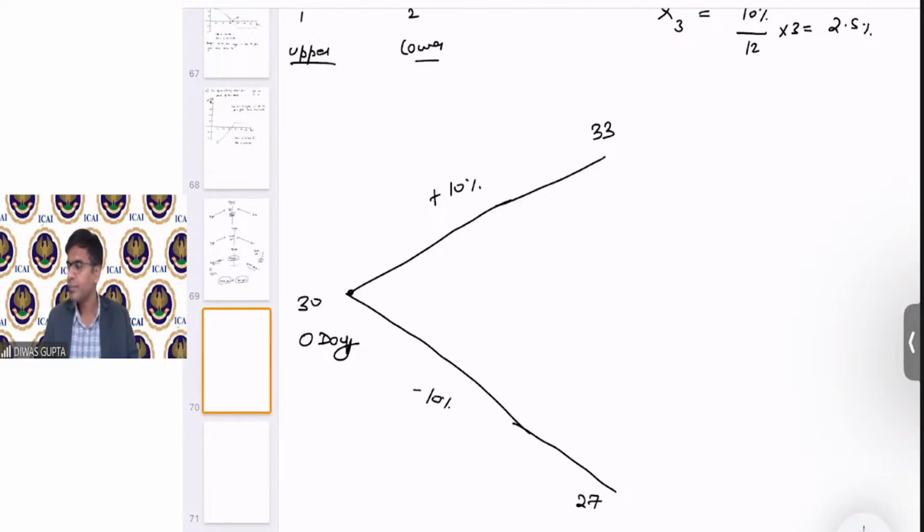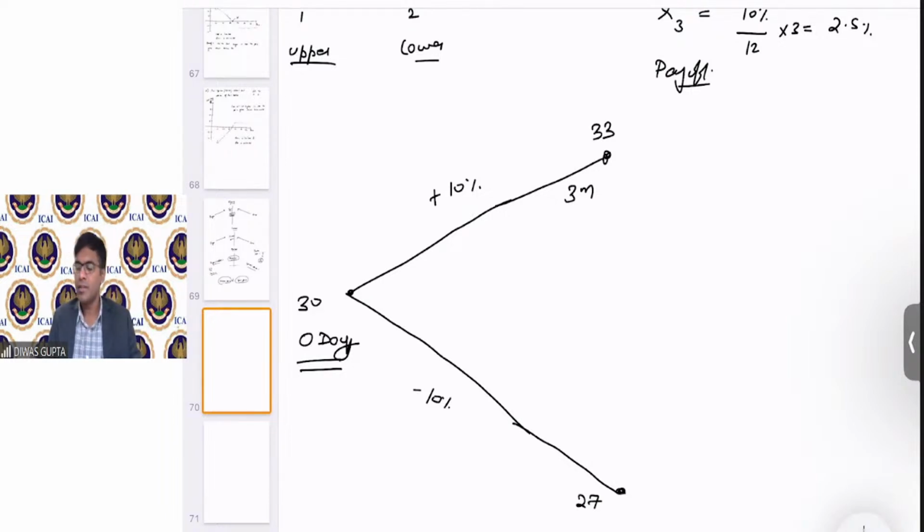Okay, perfect. Till now everything is clear. So 30 plus 10%, the maximum range higher it can go up to is 33 and the minimum range it will be 27. Now can we calculate payoffs? And this is I'm talking about after 3 months, right? This is 0 day, and this 33 or 27 is after 3 months.